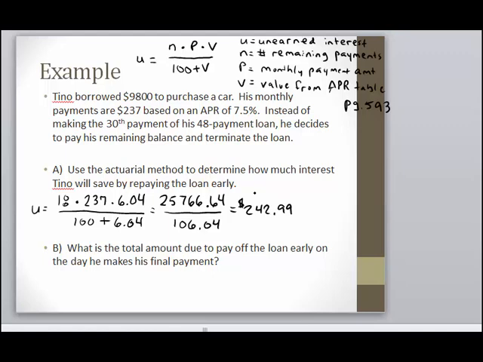So by paying off the loan early, Tino will save $242.99 in interest using the actuarial method. Now let's move to Part B. Part B asks us, what is the total amount due to pay off the loan early on the day that he makes his final payment?